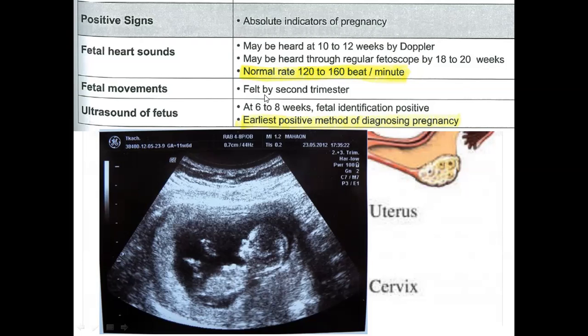Fetal movement is felt by the second trimester. And ultrasound, what is most important to identify? Visualization of the fetus on ultrasound. At 6 to 8 weeks, fetal identification should be positive, an early positive method of diagnosing pregnancy. In this picture, you can see the ultrasound of the uterus, right? And we can see this is the baby's head, extremities, and body.